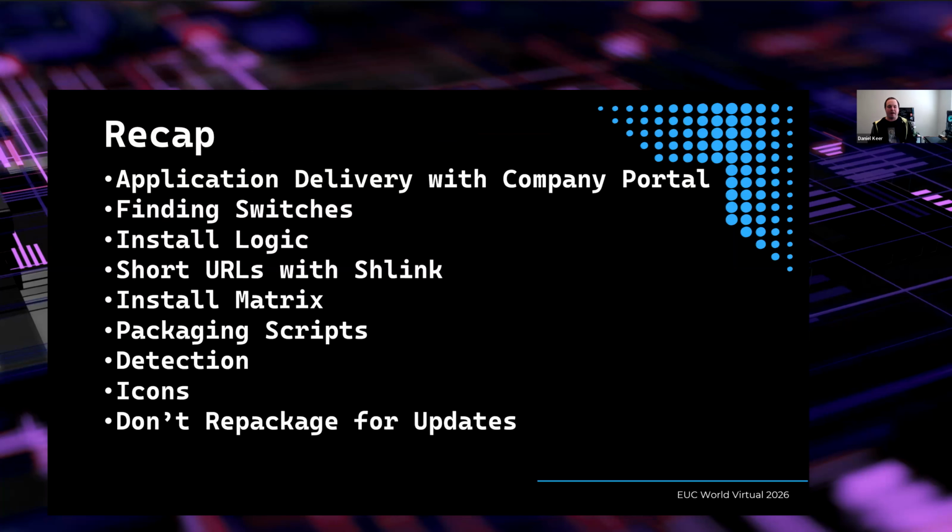So to recap everything, what we covered was how to deploy applications with Company Portal and how we can deliver them to the users, as well as how to figure out what the installation switches are, how to think of our install logic to deal with the installation, how to make our short URLs with Schlink, as well as introduce the install matrix, and covered how we can package a script as an Intune Win file and what we can do to detect it, as well as how to give your users pretty icons. And most importantly, don't repackage for every single update because that's too much.